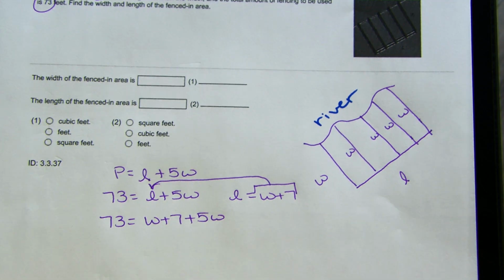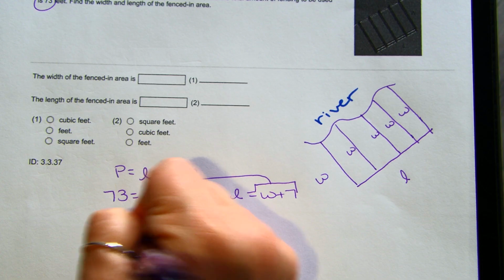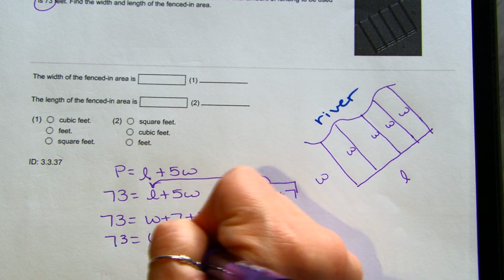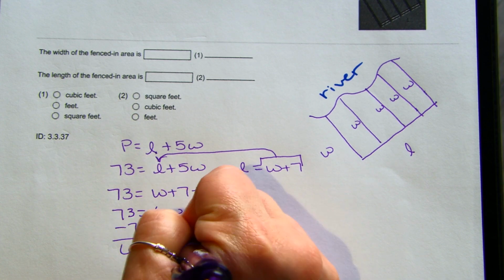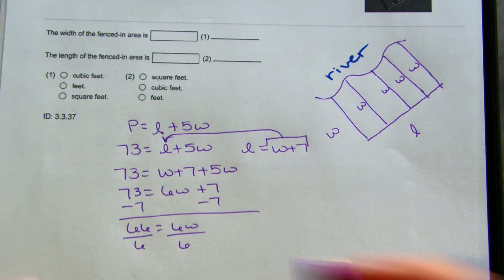Now the length is going to be the width plus 7. So length equals 11 plus 7. Length equals 18. And again, just regular old feet.